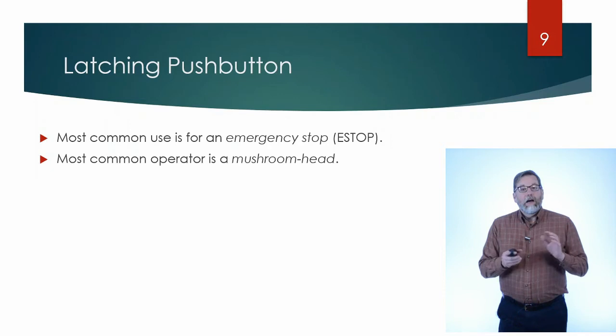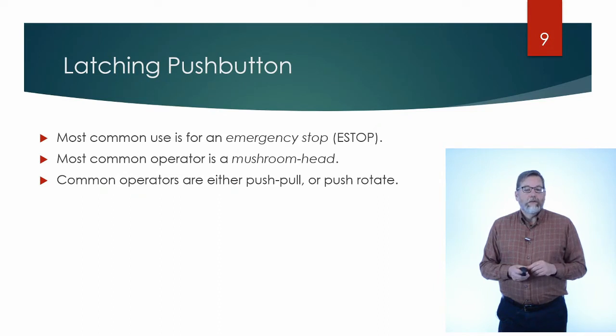The most common form that the operator takes is what's called a mushroom head. There's going to be a reason for that when we talk about how we're going to unlatch those. But a mushroom head is that larger head. It's a little bit bigger than that push button that we saw in the previous example. I have a few pictures that we're going to look at here. The common operators are either push-pull or push-rotate. So the second word there, the pull, is going to deactivate that pressing action, and the rotate is, we'll have to rotate the actual knob to unlatch the push button.